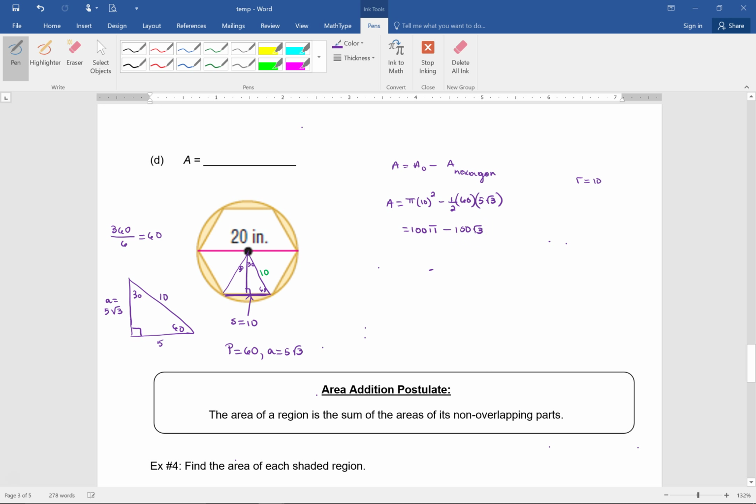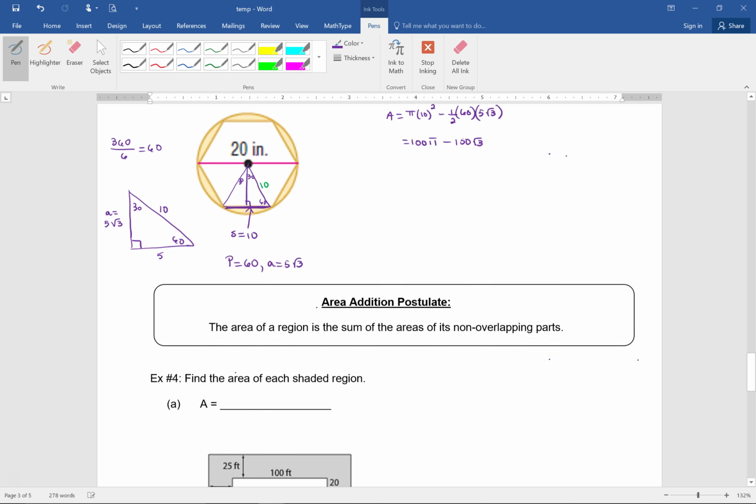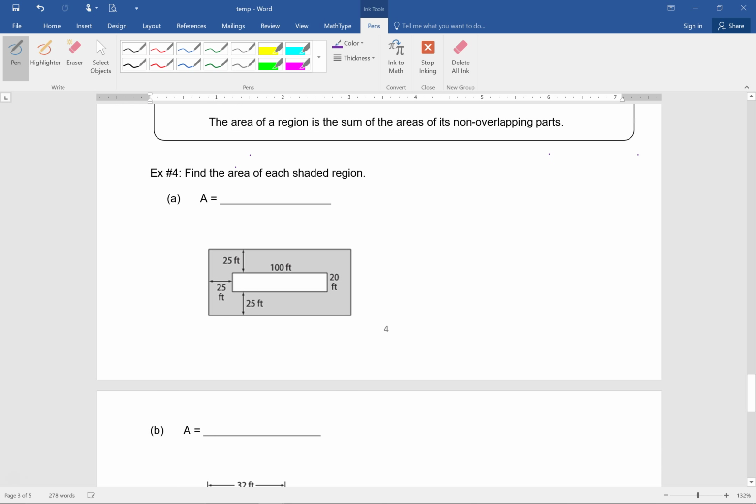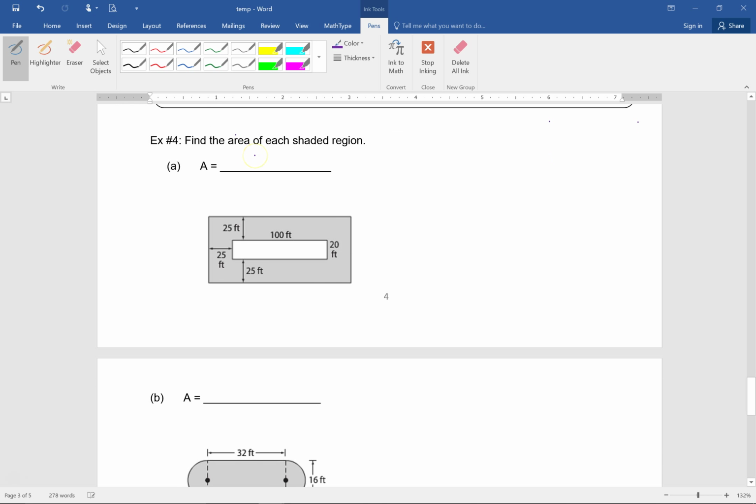Okay? And if you plug it into your calculator, what do you get? 54.4 I have here. And the units are squared. Okay, inches squared. All right. Area addition postulate, we've seen this before. Basically, the area is the sum of all the non-overlapping parts. All right, find the area of the shaded region here.